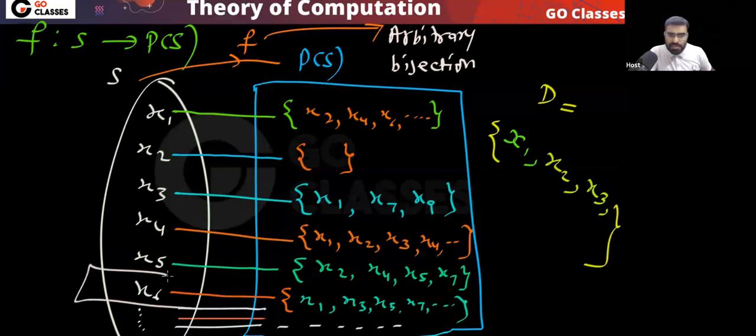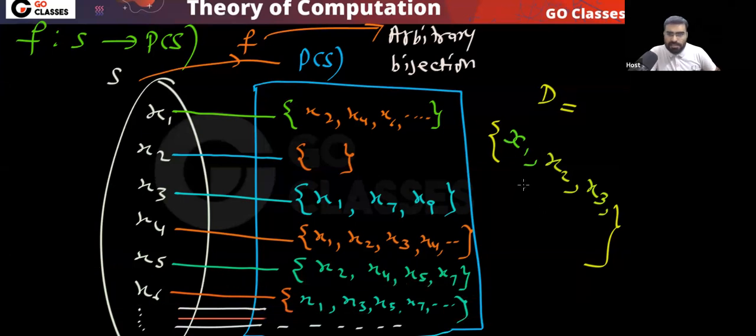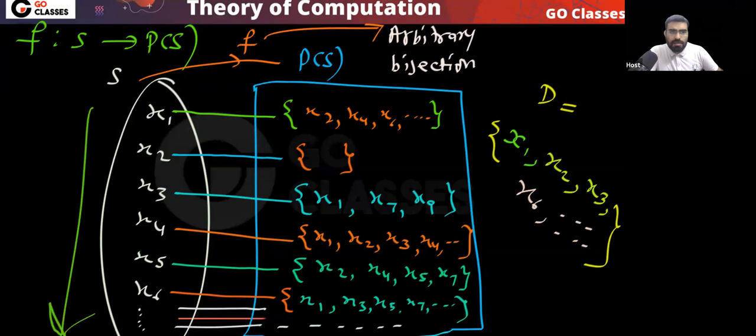Image of x6. Does it include x6? No. So I will put x6. And so on, like this I will keep creating. Like this I will create this set D. Is this clear? This set D I will create like this.